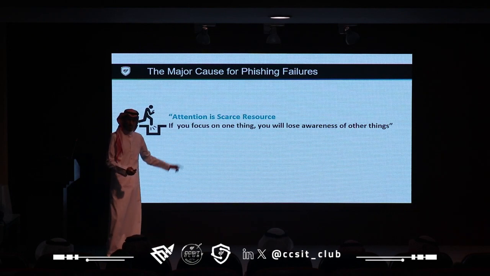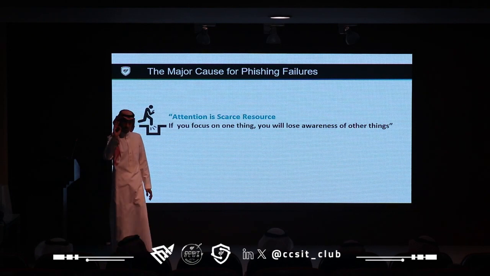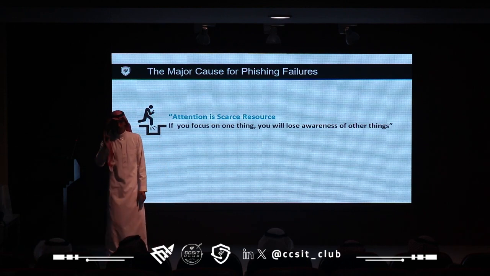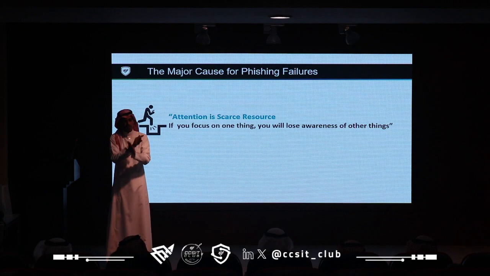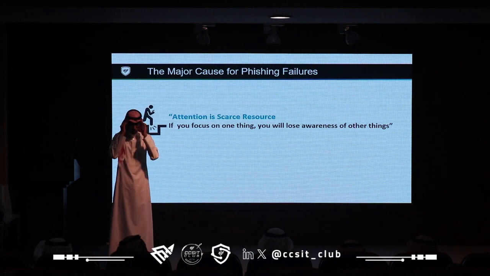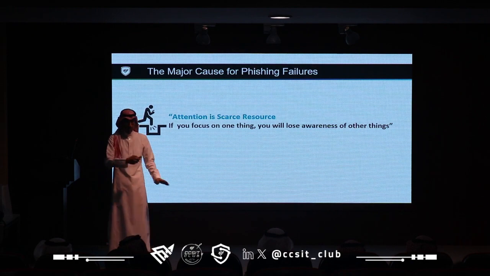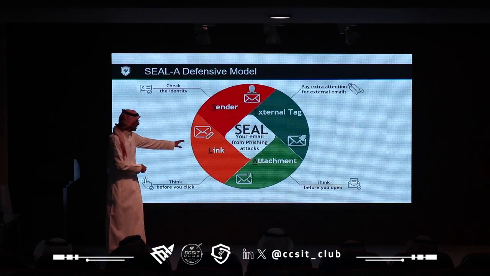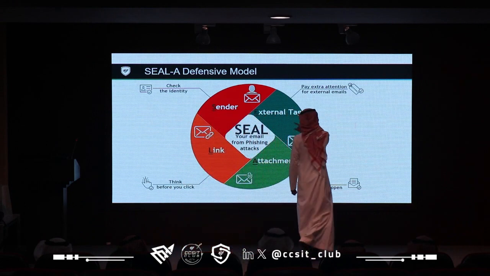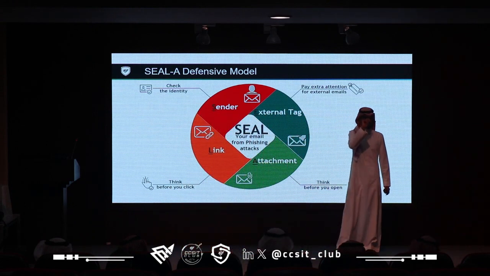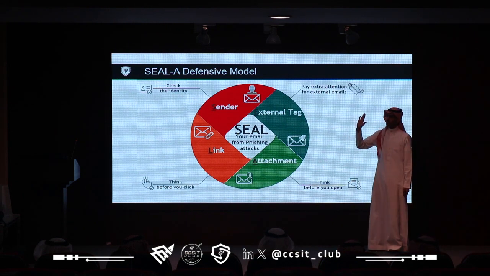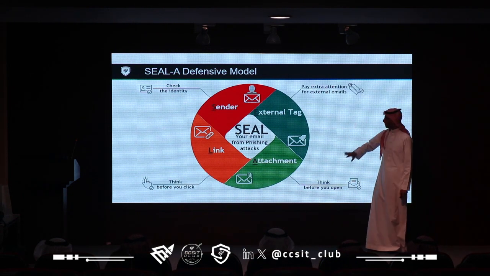So the first and most fundamental step, not to be a victim of email, is that you have to give the screen in front of you your full attention. Don't think of anything else. Once you are attending to that screen, then go to the second technique, which we call the SEAL defensive model, where the S represents the sender. Do you know the sender? If so, things are good. If not, then you have to be cautious.